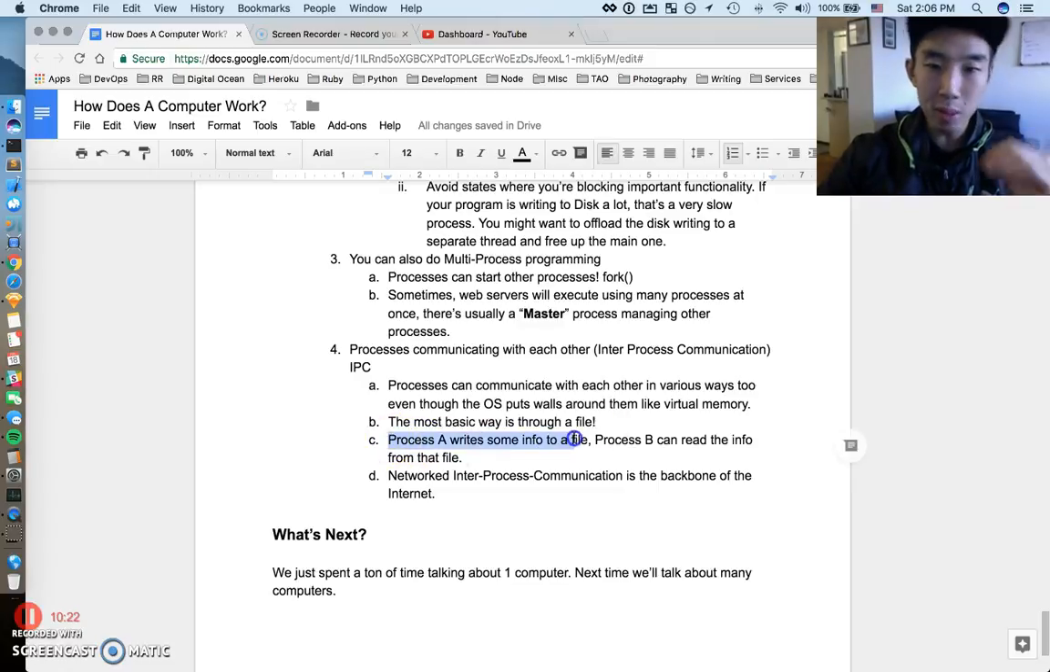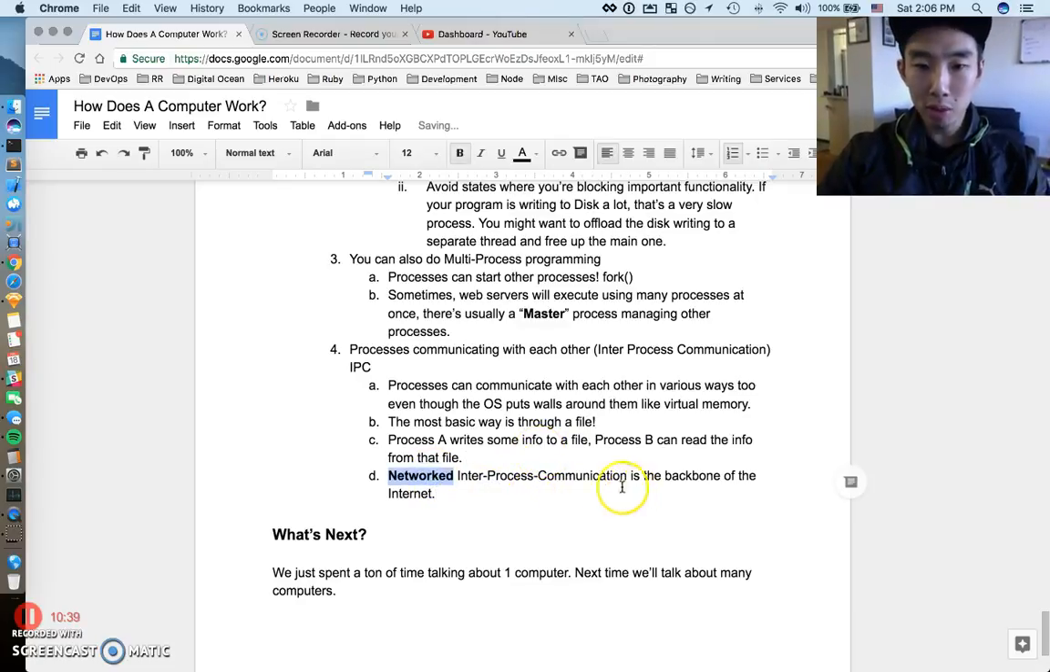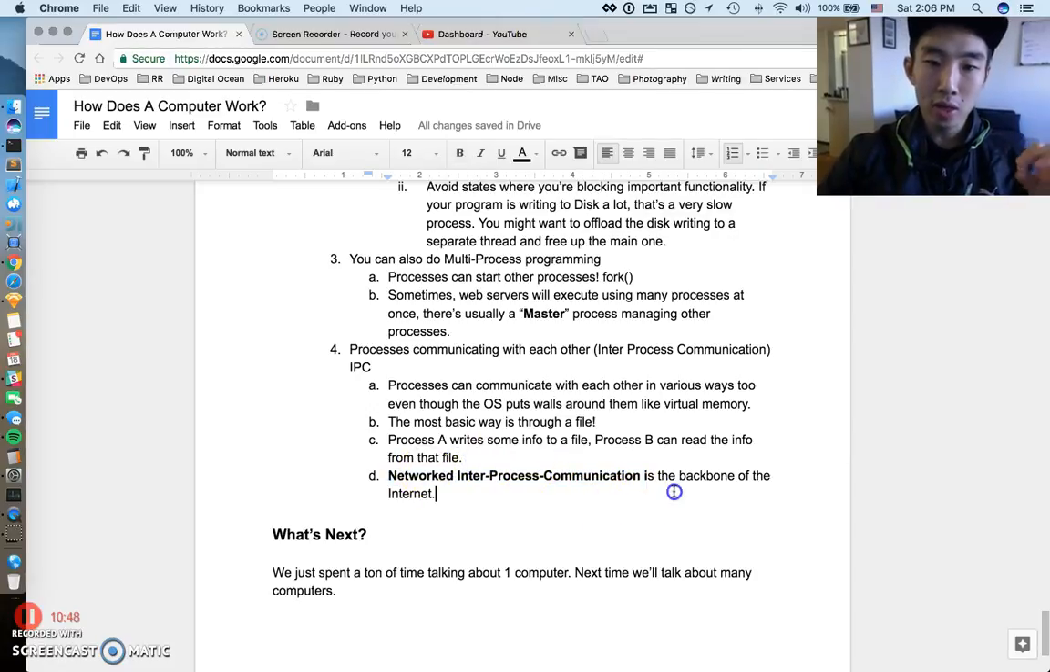Process A writes some info to a file. Process B reads the info from the file, and essentially you do have some level of communication there. That's probably the most primitive way of inter-process communication, and there's many, many others. And networked inter-process communication, this is the stuff we're going to talk about next time. When you do inter-process communication across computers on a network, that's the backbone of the internet.